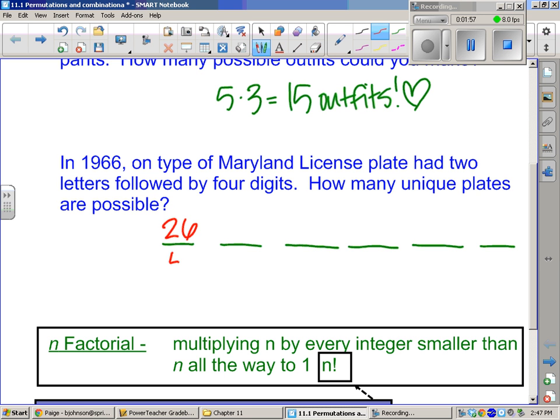Now, can I have double letters like QQ? It didn't say we couldn't. All right, then let's assume we can. So letter number 2 can also be 26 different choices.